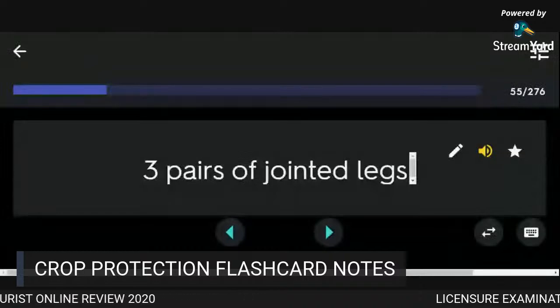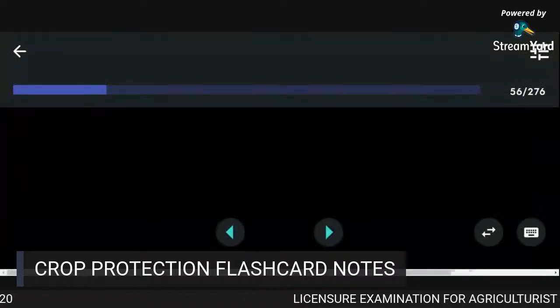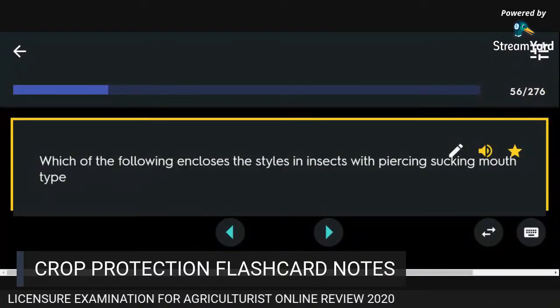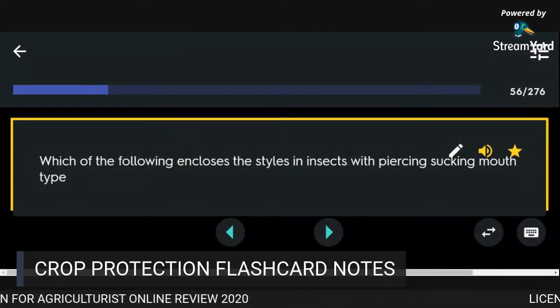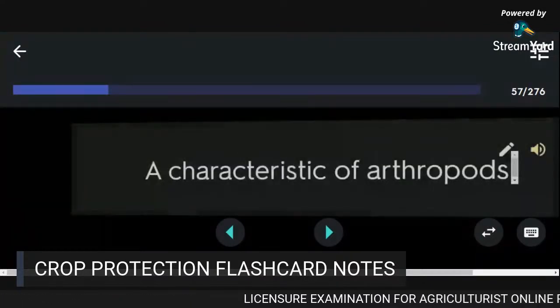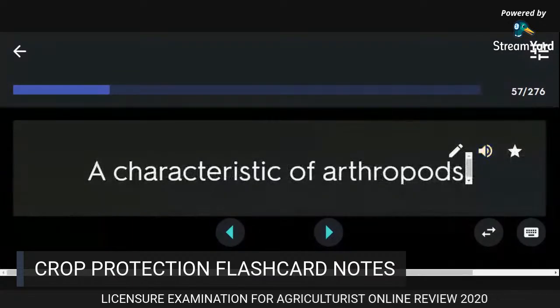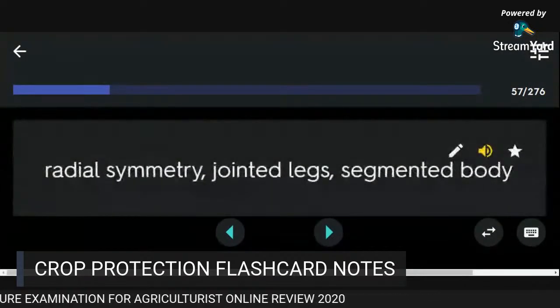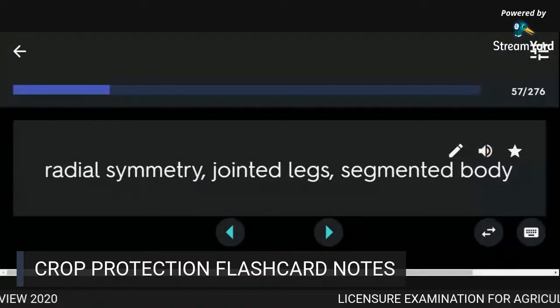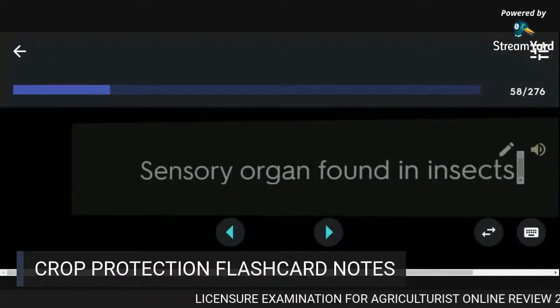Which of the following encloses the stylets in insects with piercing-sucking mouth type? Hypopharynx. A characteristic of arthropods: radial symmetry, jointed legs, segmented body. Sensory organ found in insects: mouth part, antennae, eye.